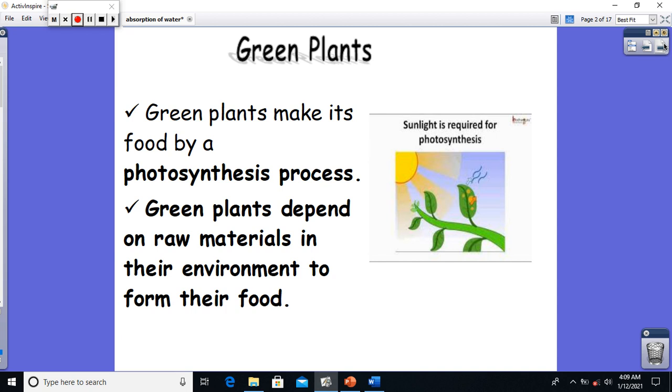Primary 6, you know that green plants are called autotrophic organisms or producers. Do you remember why? Yes, because green plants make their own food by the photosynthesis process. Again, green plants are called autotrophic organisms or producers because they can make their own food by the photosynthesis process.